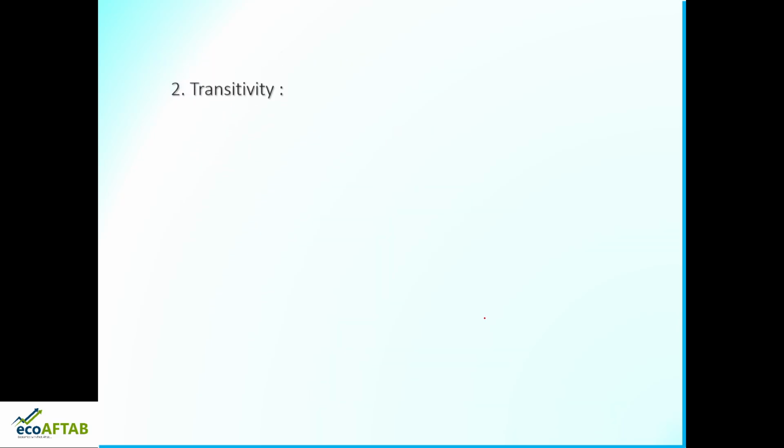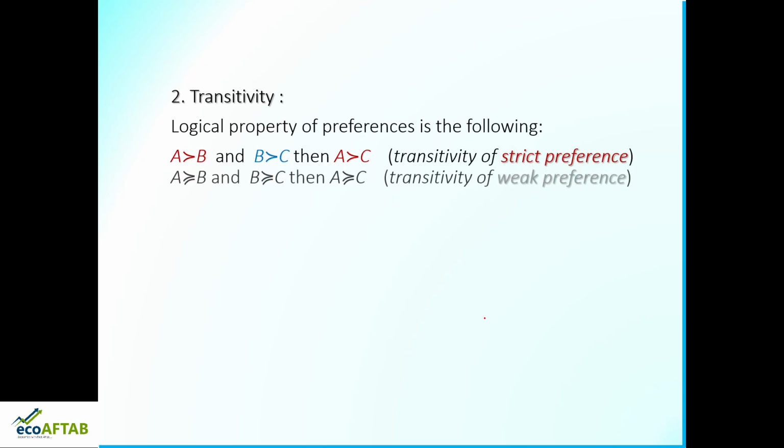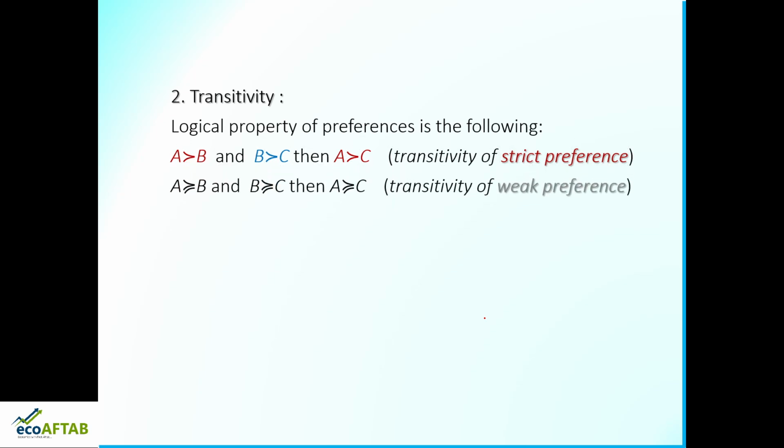The second assumption is about transitivity. So the logical property of preference is the following. What it says, transitivity: if A is preferred to B and if B is preferred to C, then A is preferred to C. That is what is called transitivity of strict preference. So if you say I prefer A more than B or equal to B, and you prefer B more than C or equal to C, that means you prefer A more than C or equal to C.